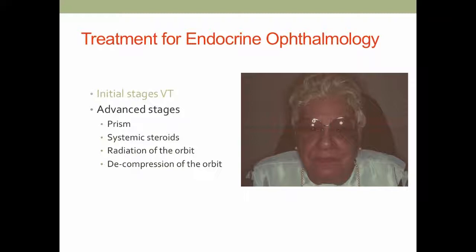They may have a convergence insufficiency. Treatments include systemic steroids, radiation of the orbit, or decompression of the orbit. I've seen some really wonderful results with radiation of the orbit, particularly in patients who have failed with decompression.